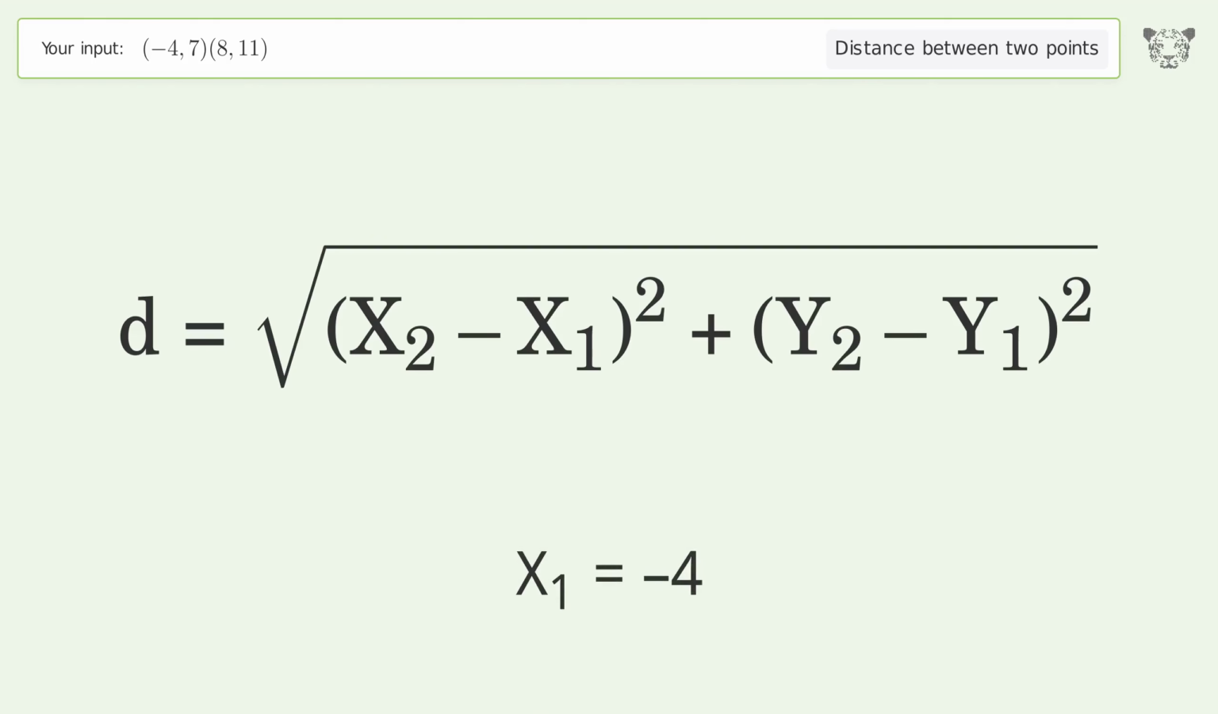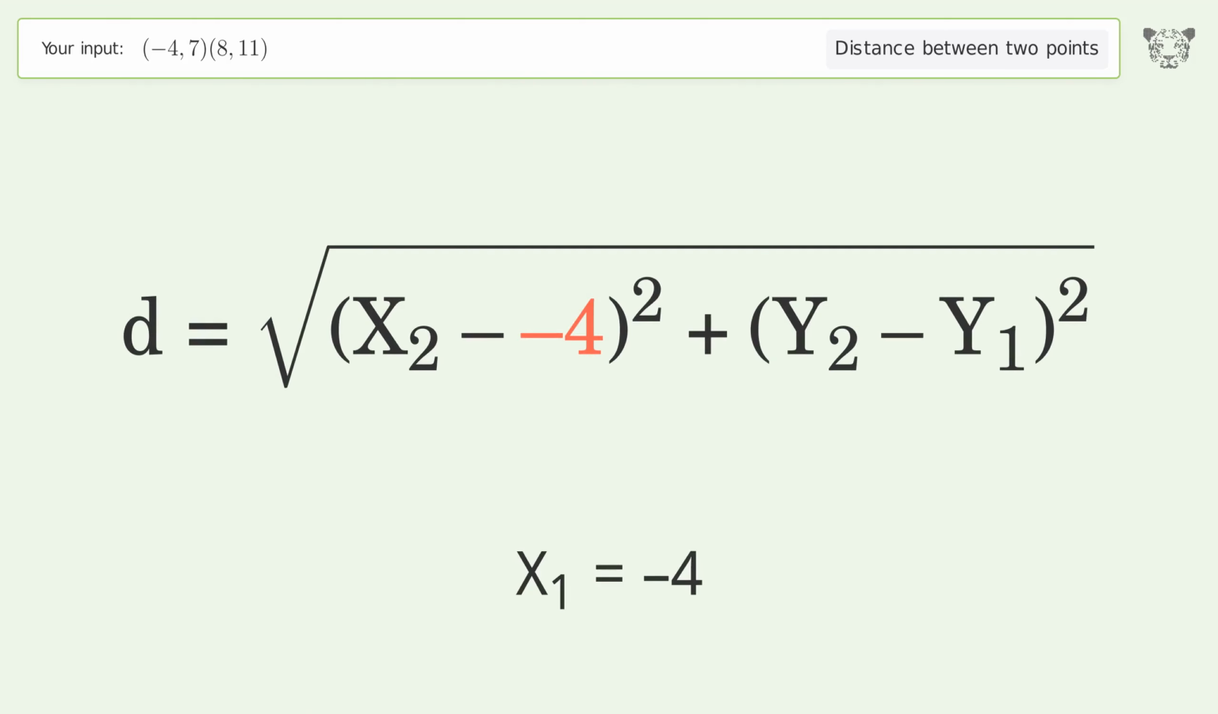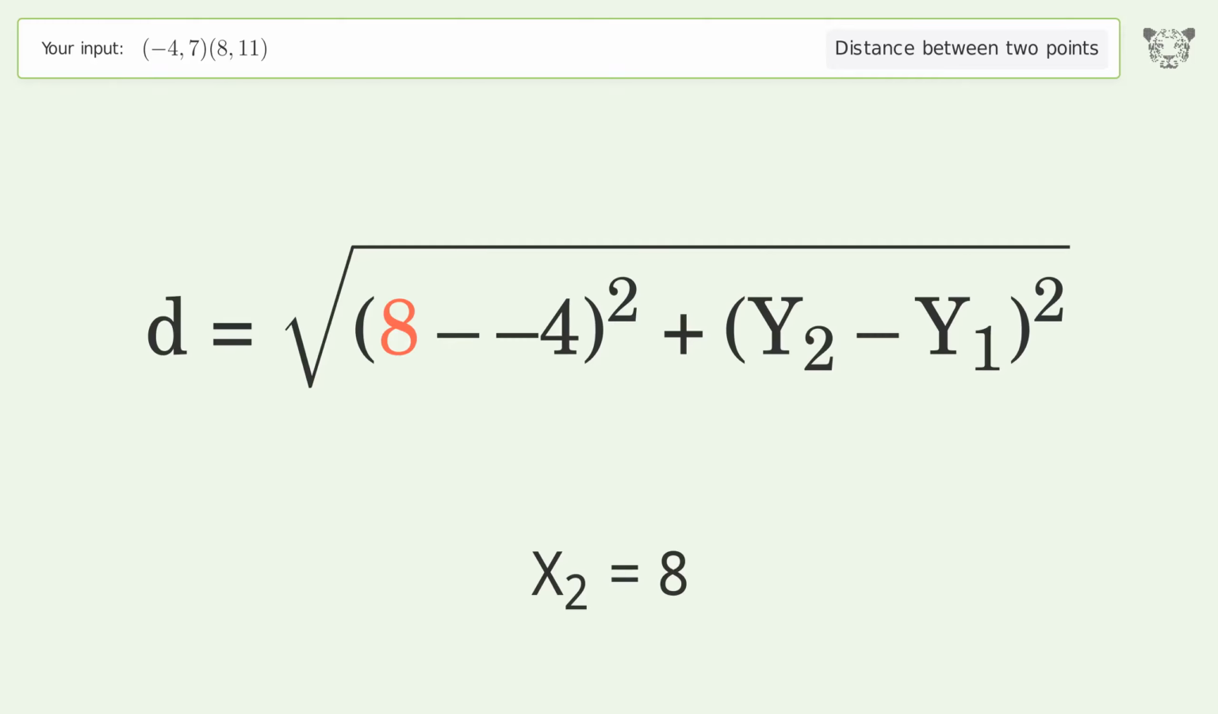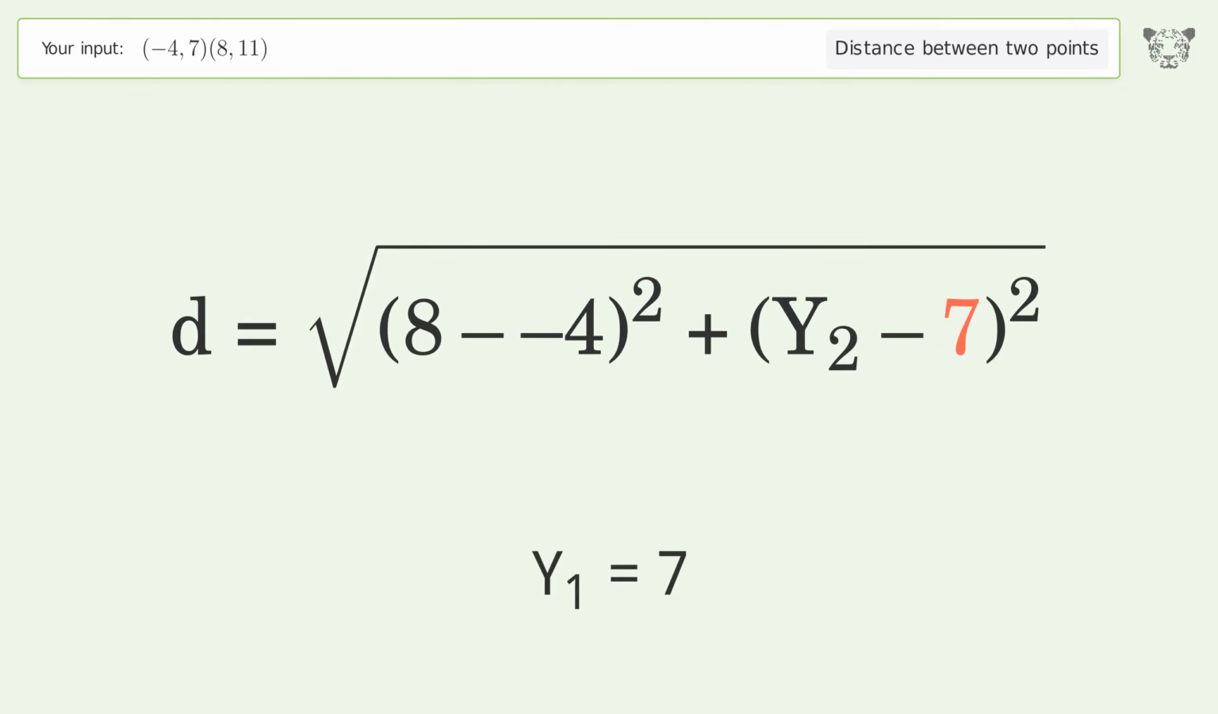x1 equals -4. x2 equals 8. y1 equals 7. y2 equals 11.